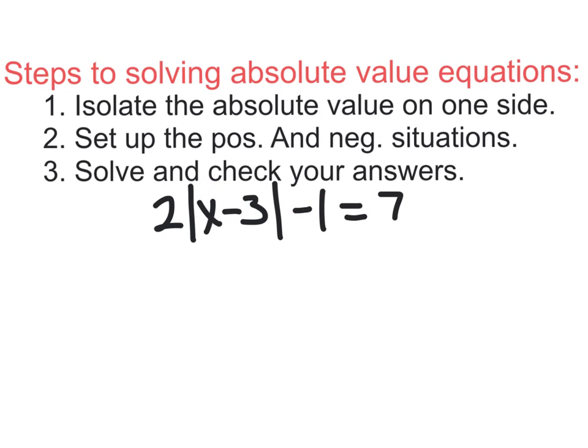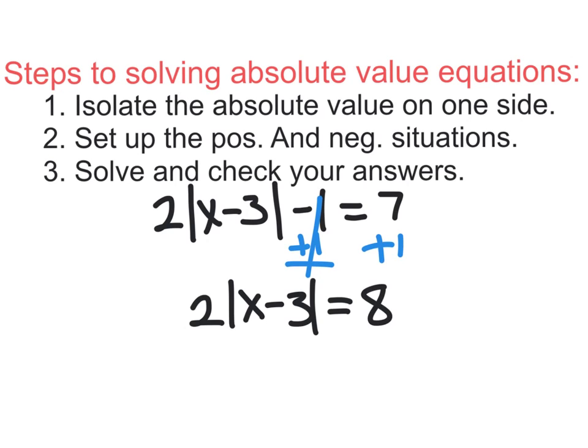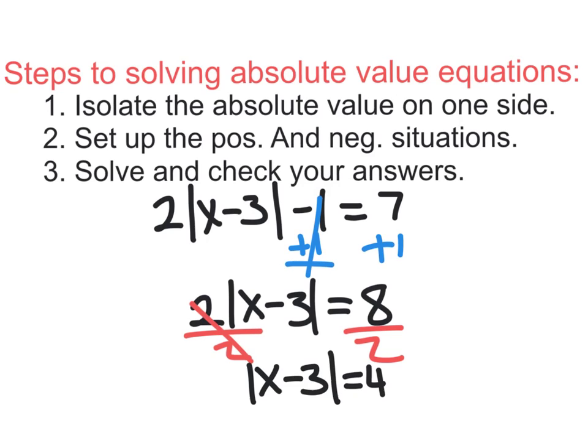You need to get rid of this minus 1 and get rid of this multiplication of 2. So let's get rid of the minus 1 by going plus 1. It's going to cancel. What you do to one side, you do to the other side. Let me rewrite it. We will have 2 times the absolute value of x minus 3 equals 8. And then we still need to get rid of this 2. So let's divide by 2 and divide by 2. And now we'll have our isolated absolute value equation. You need to isolate the absolute value before even thinking about moving on to step 2.